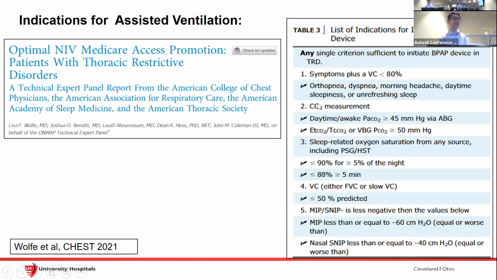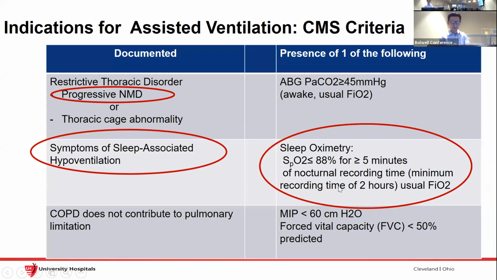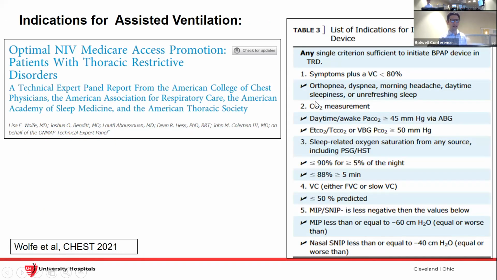So here they list 5 criteria with subcategories. They have symptoms plus a vital capacity less than 80%, so clearly very different than the 50% that CMS has. The symptoms would be orthopnea, dyspnea, morning headache, daytime sleepiness, or unrefreshing sleep. The second is CO2 measurement, so above 45 on ABG while awake, or above 50 on end-tidal CO2 or VBG.